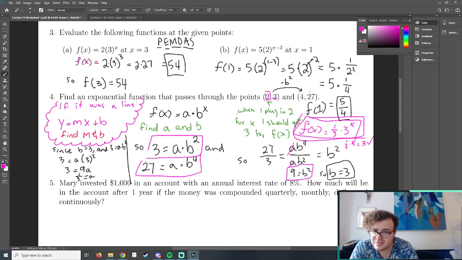And you can do the same thing with the other point. So 1/3 times 3 to the fourth, I happen to know 3 to the fourth is 81. 81 divided by 3 is indeed 27, so both points work on our function. Our function is in a times b to the x form, and both the points are on it. That is all they asked us for in this problem, so we must be done.